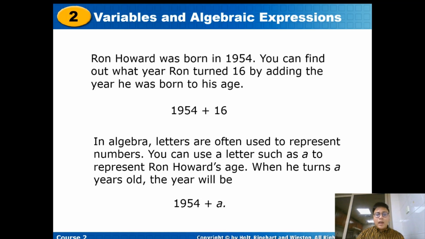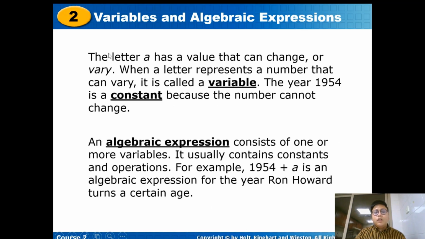When he turns a certain age, the year will be 1954 plus A. Now, what we are going to do is identify the different parts of the expression. Take note that the letter A has a value that can change or vary. When a letter represents a number that can vary, it is called a variable. Please take note: a variable could be any letter that has a value that can change.